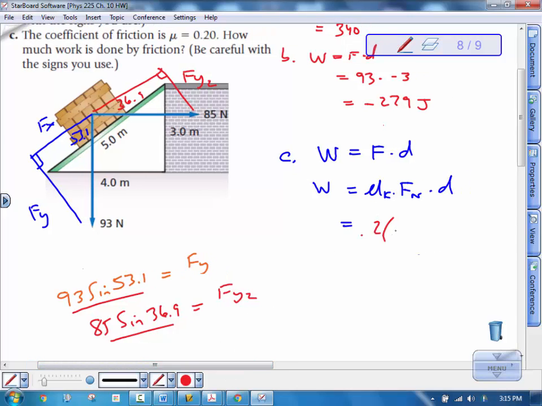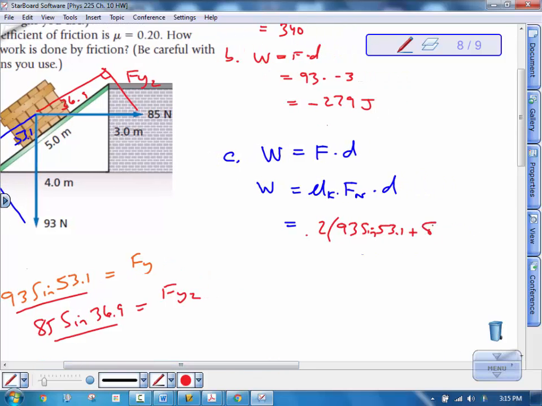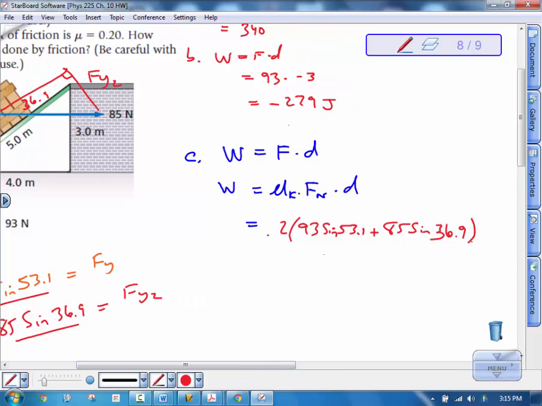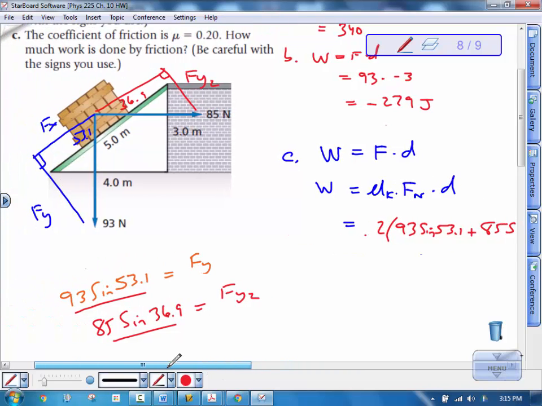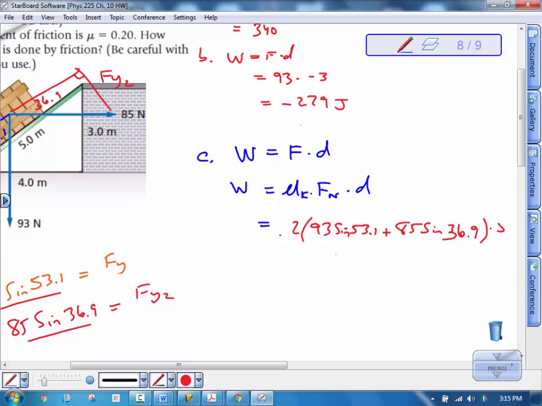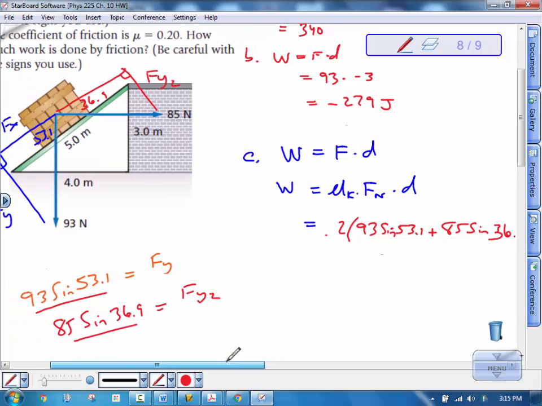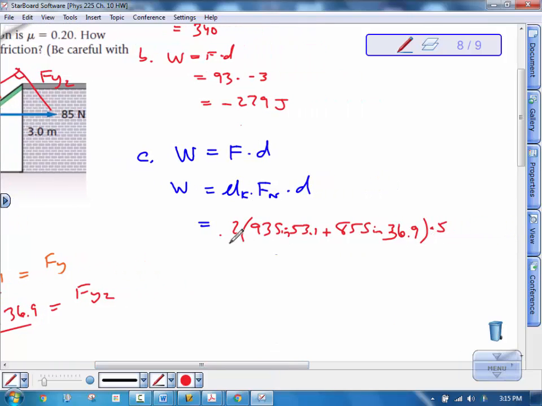So here are the two I have to add together. It'd be 0.2 times these two added together, 93 sine of 53.1 plus 85 sine of 36.9, times the distance that you travel, which is 5. If I do that in my calculator, I should get about 125.4, and that would be joules.